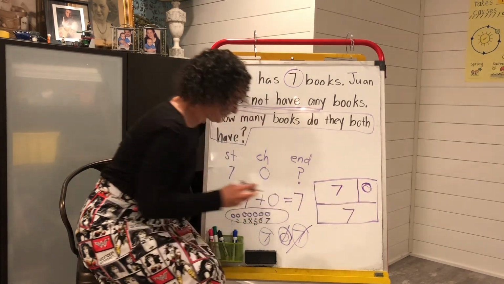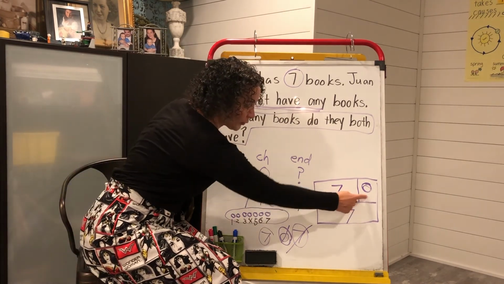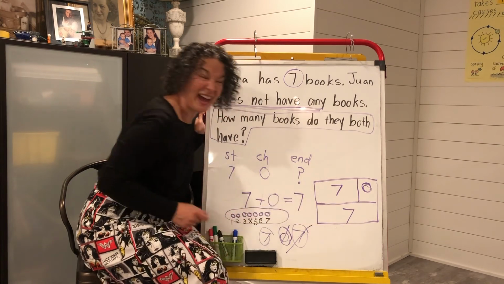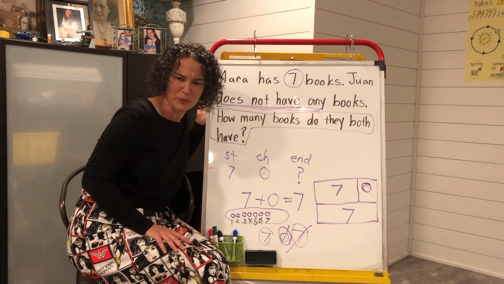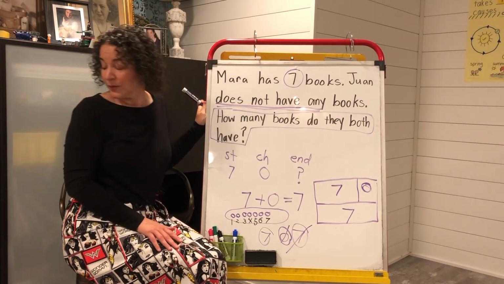So let's see if it matches our number sentence. 7 plus 0, that's what the top says, equals 7. I like it. How did you do? What did you think? Yeah, I know, we're getting good at this. Hold, what? What, Penny?